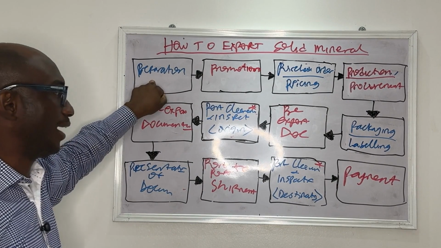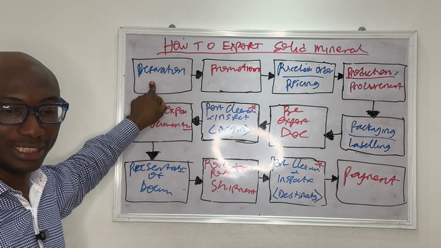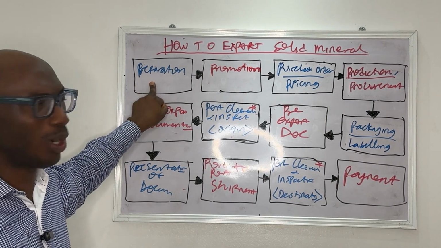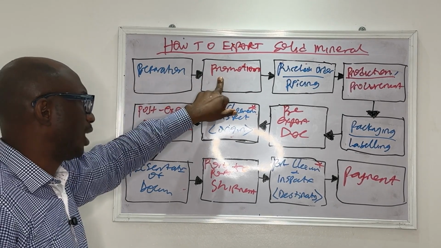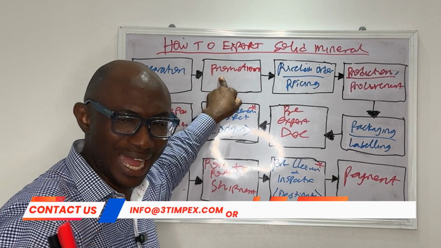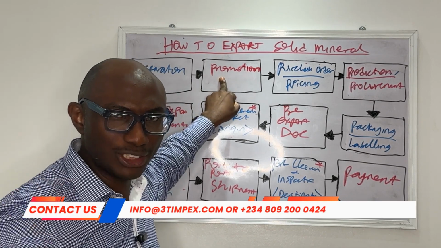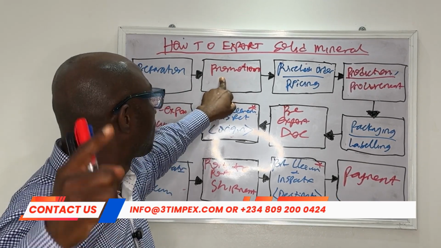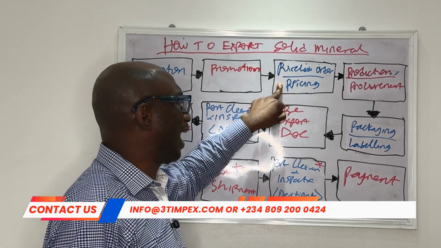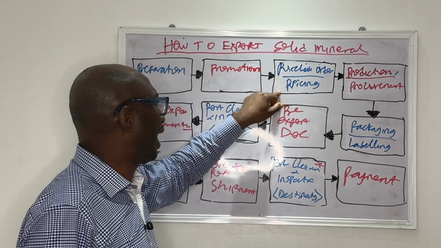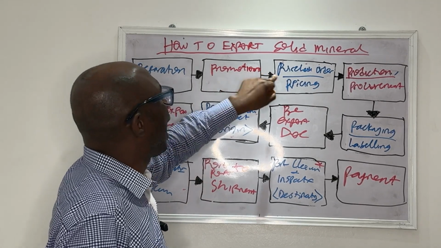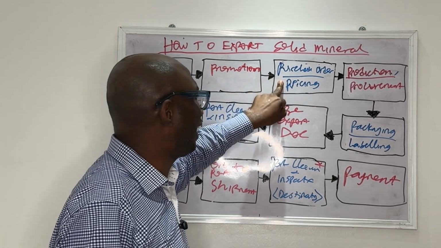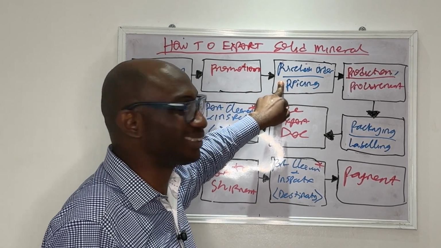Number one, preparation. I want to export lithium. What does it take to export lithium? What information do I require to export lithium? Preparation. After preparation, promotion. I promote to be able to get buyers, either physically or virtually, through purchasing data, whatever it is. Then purchase order. Because I'm able to promote effectively based on the knowledge I acquired during preparation, I'm able to get a purchase order from a buyer in China, and then I negotiate pricing with them and sign the contract.